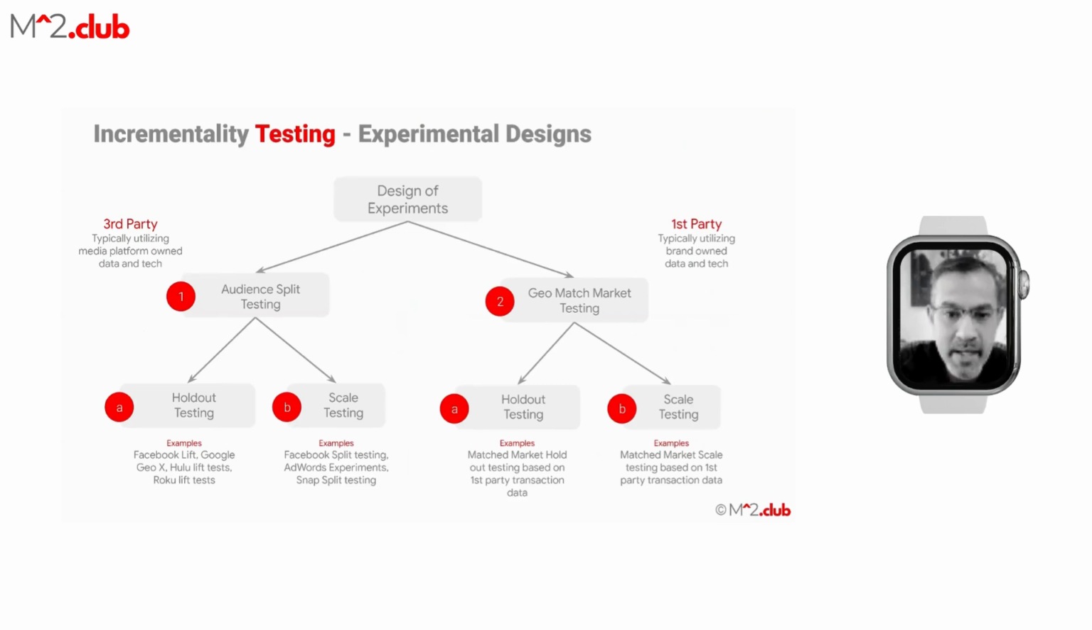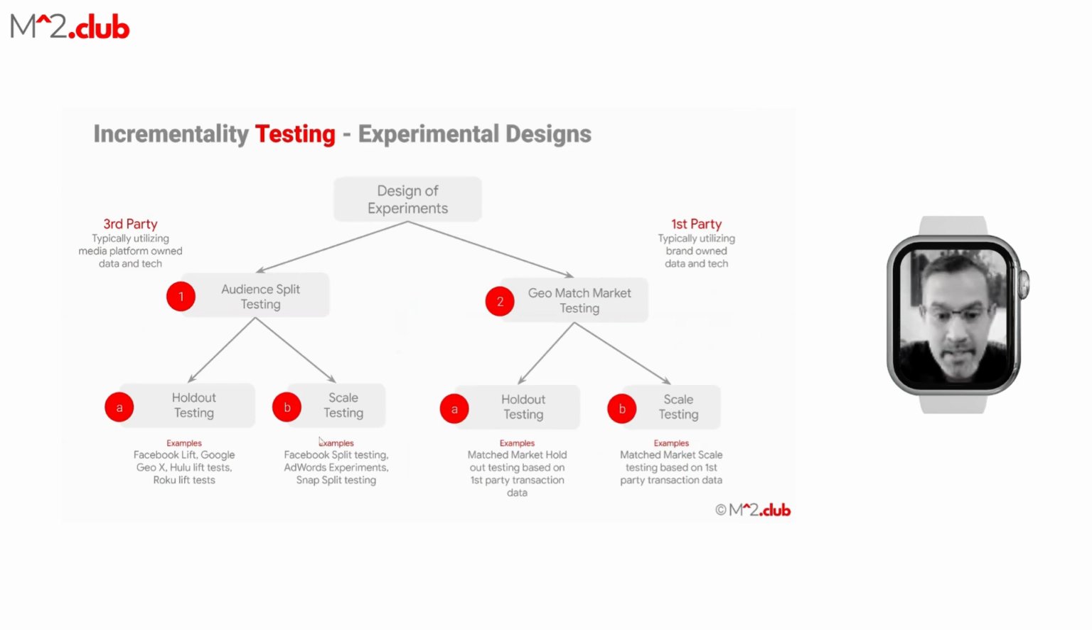Now, within prospecting, again, there is geo-match market testing, which is primarily using first-party data, and audience split testing, which is mostly using third-party data. So this is where you would do Facebook lift test, Roku lift test, Hulu lift test, GeoX from Google, and all of those lift tests fall here.